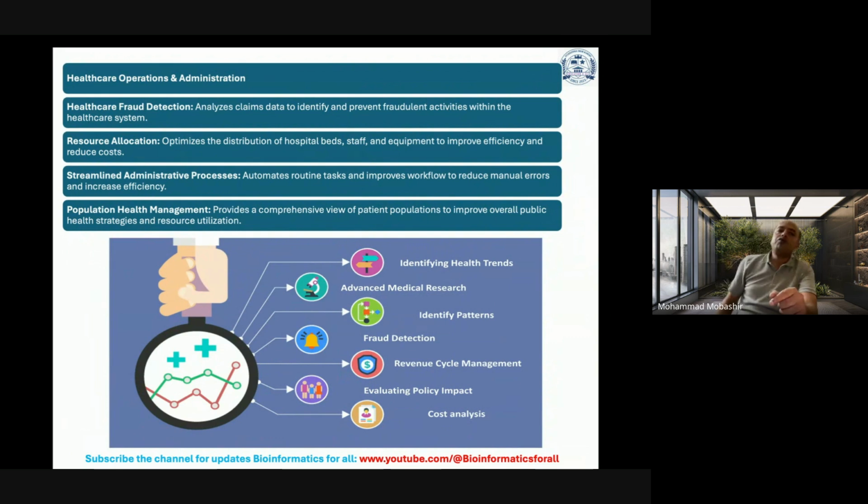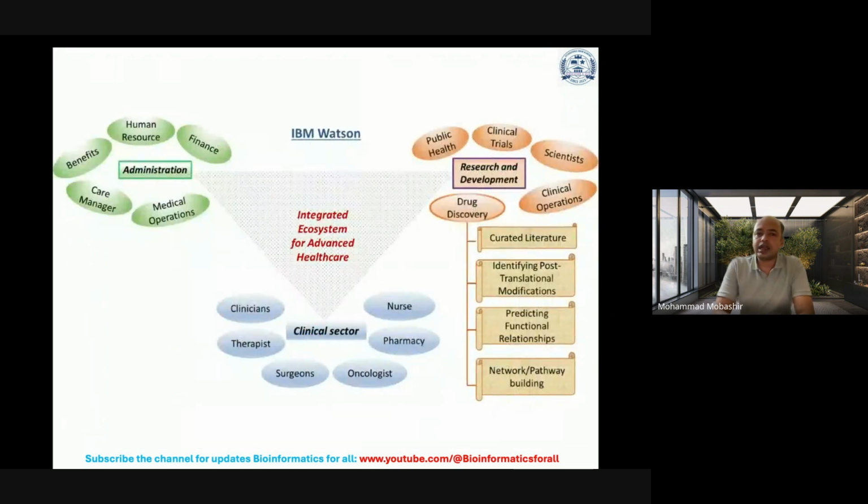Finally, you move to the healthcare operational and administration and management level, where you can go for healthcare fraud detection, resource allocation, streamlined administration processes, population health management, and many more things. For example, identifying health trends, advanced medical research, identifying patterns, fraud detection, revenue cycle management, evaluating policy impact, and cost analysis. Now you can think of them in another way.